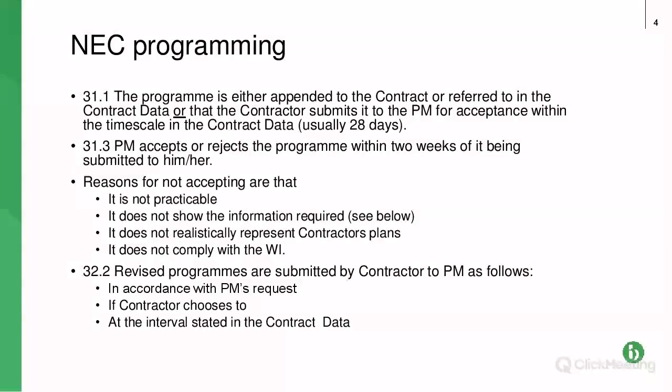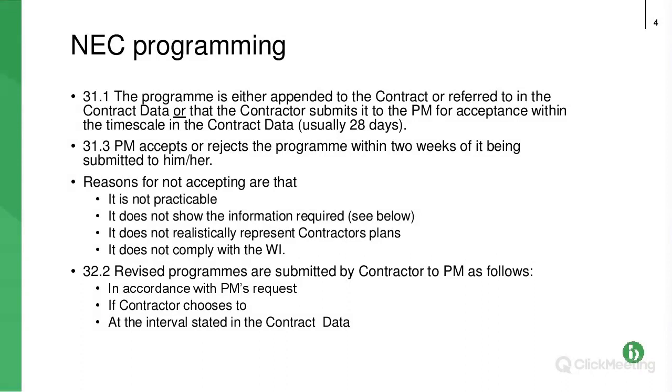So, next bullet point, 31.3, project manager accepts or rejects the programme within 2 weeks of it being submitted to them. Bear in mind, if the contract is going to be amended, that 2 weeks might be extended to give the PM a little bit more time. The key thing from a contractor or subcontractor perspective is that the PM might reject the programme.